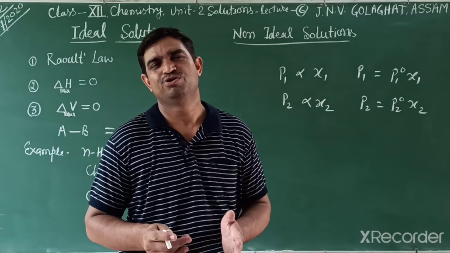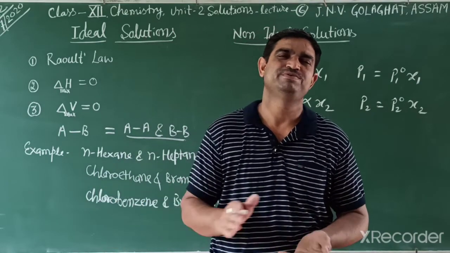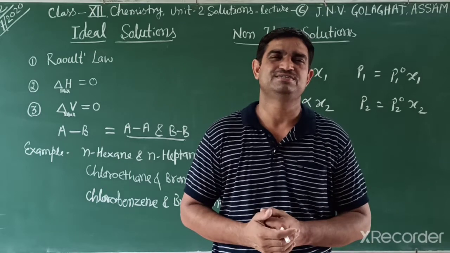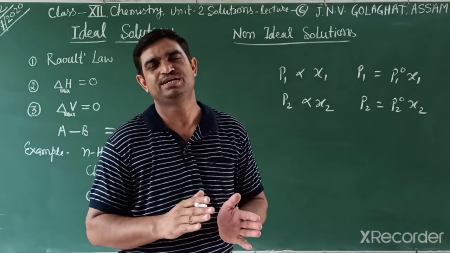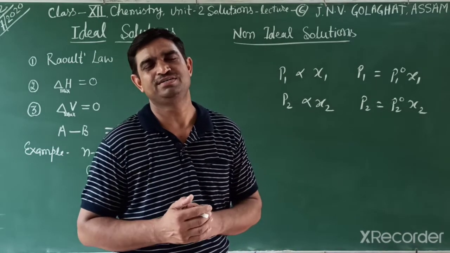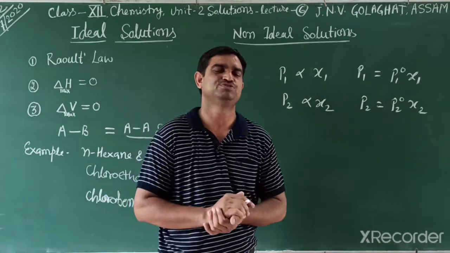In yesterday's class, we studied what Raoult's law is in different forms, when both components are volatile or when a solute is non-volatile. So, students, today we summarize Raoult's law. If there are two components, 1 and 2, or we can represent them as A and B, A is the solvent, 1 is also the solvent, and 2 represents the solute, or B is the solute.